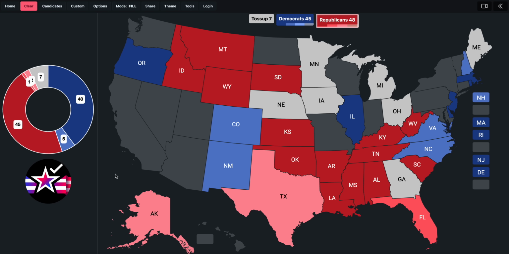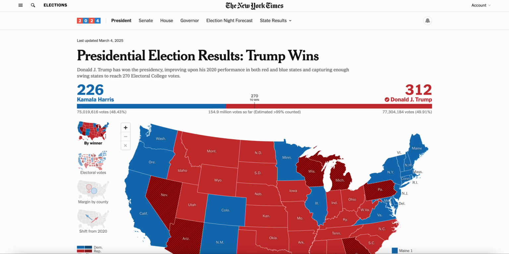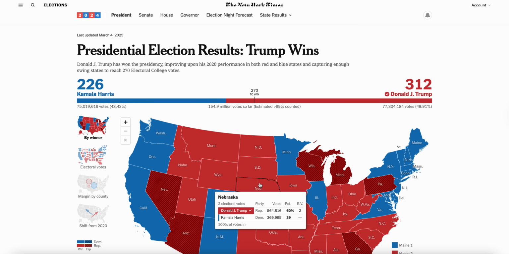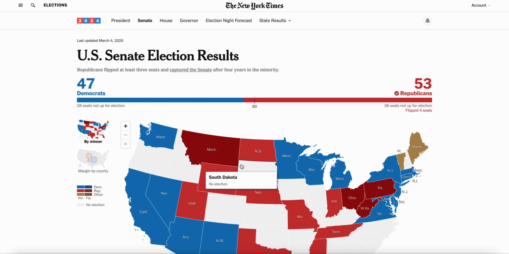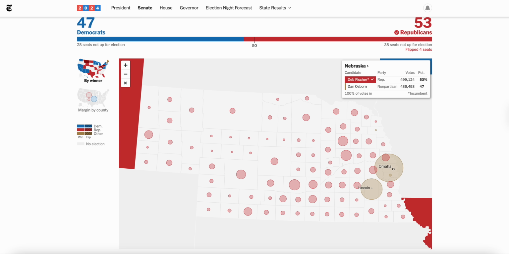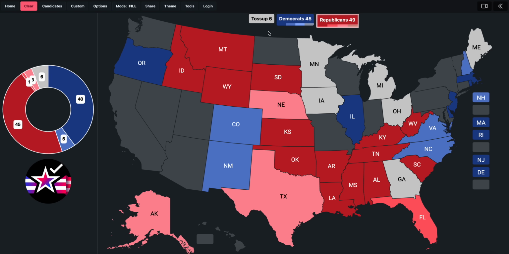The state of Nebraska, another state you might be shocked to see in the lean characterization, but that is because of Dan Osborne, the independent who ran in 2024. Keep in mind, Nebraska is a very red state. Donald Trump won it by 21 points, but in the Senate race, Deb Fischer only won by 6 points. Why did that happen? Dan Osborne ran as an independent with the blessing of the Democratic Party and did very, very well. What Nebraska does is narrow down a race, but regardless puts Republicans just 1 seat away from the Senate majority.